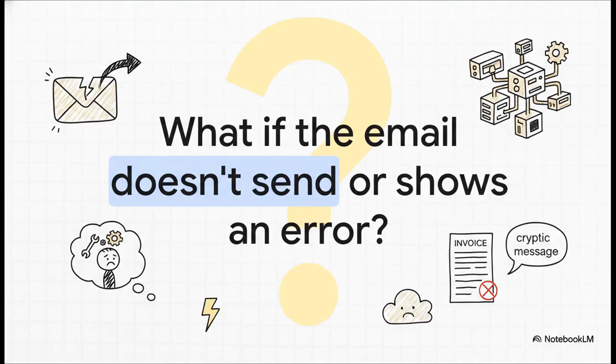And this is the question that gives project managers nightmares. You've built it, you've tested it, you think you're done, but then the business user comes to you and says, hey, the email didn't send. Or even worse, it failed, and I got this really cryptic error message. So what do you do now?